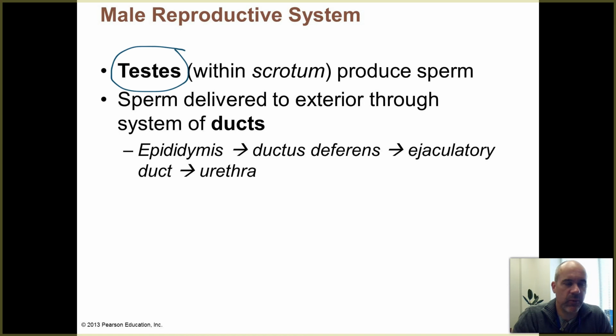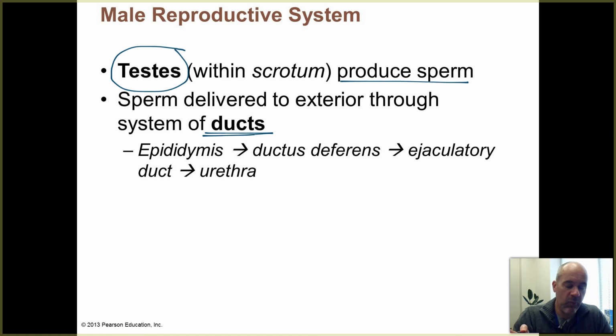All right, so as I mentioned, in males, the testes are the primary sex organs of males, and they're located within the scrotum. That's the skin-covered pouch that the testes are located in, and they're responsible for producing sperm cells, and we will be learning the details of how all that takes place. Once sperm have been generated in the testes, they have a pathway that they have to travel through, a series of tubes, which are also known as ducts.